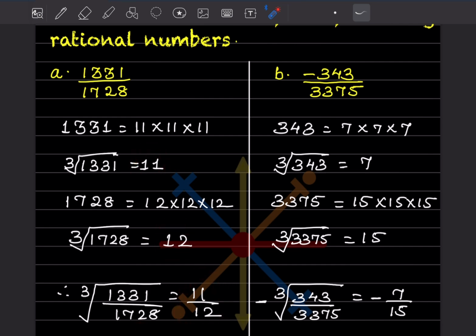Again same here, 343, you will take the factors of it, that is going to be 7 into 7 into 7. So cube root of 343, that is going to be 7. So 3375. So that will be minus 7 by 15.